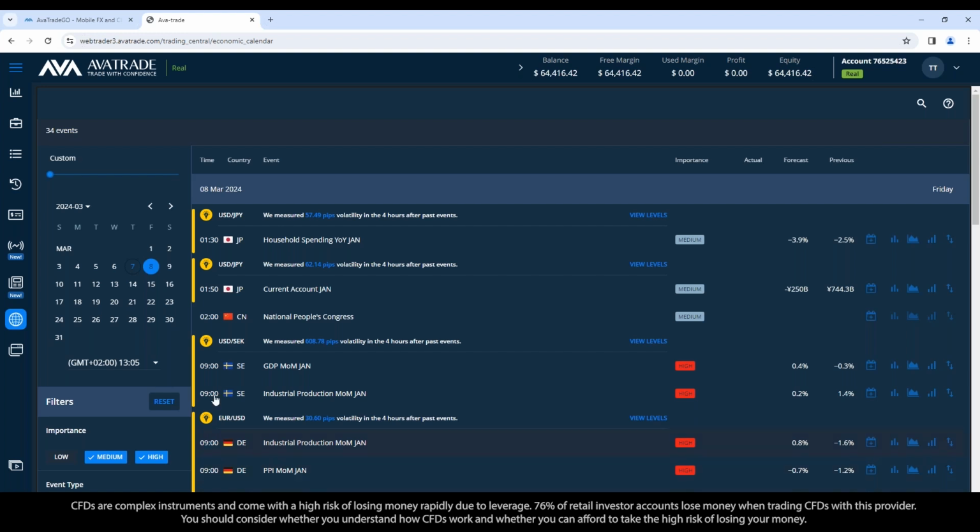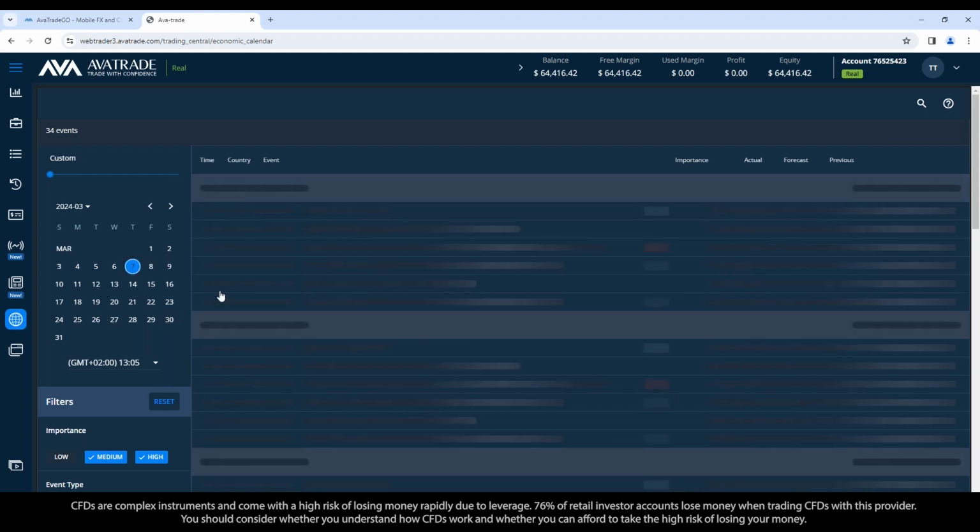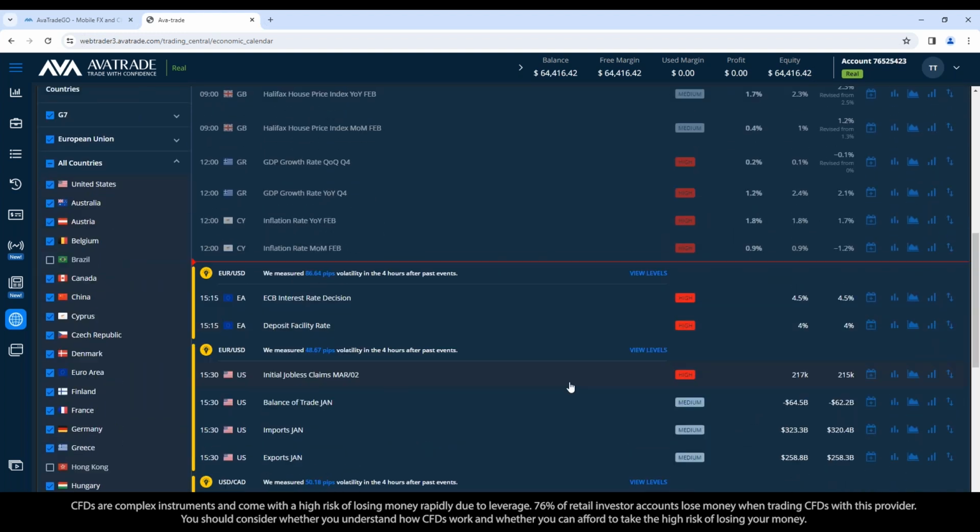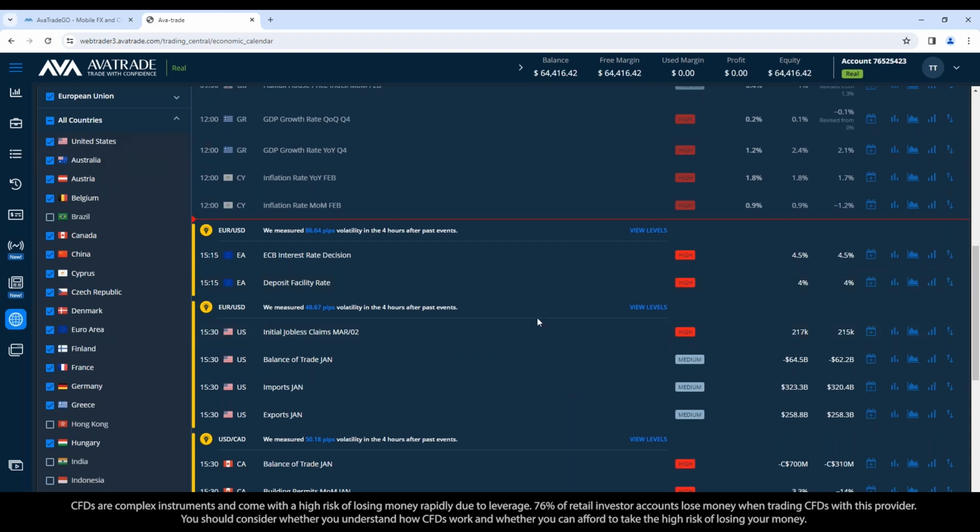A number of announcements have already come in today. We'll bypass those and look at what's coming up in the near future. European Central Bank interest rate decision coming up. And so we can take a look and say the expectation is that it'll stay the same.